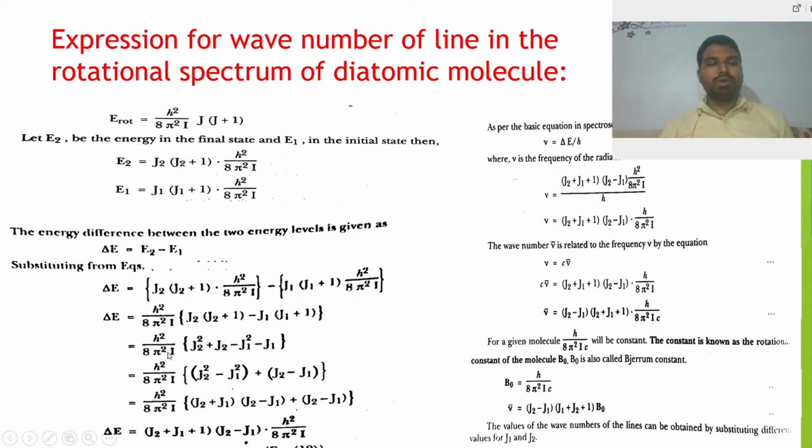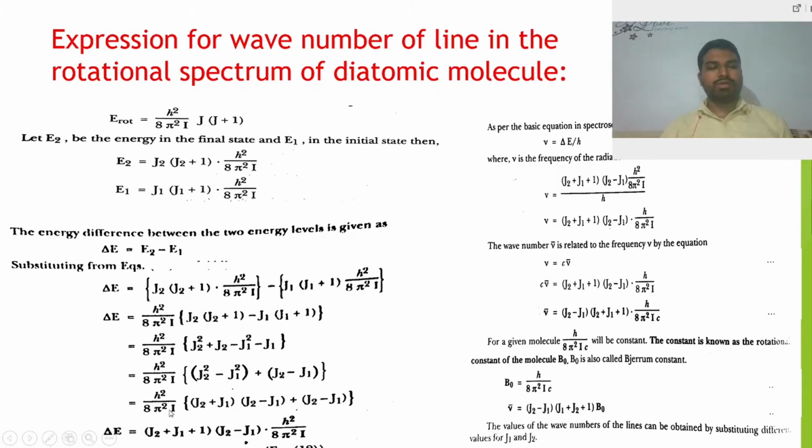Now h square upon 8 pi square will remain as it is, and we will multiply the terms. Over here will be j2 square plus j2, meaning j2 multiplied by j2 square, and j2 multiplied by 1 will be j2. And here will be j1 square minus j1. Why minus? Because over here it is a minus term, so the term will be minus. h square upon 8 pi square I will give j2 square minus j1 square. What we have done, we have taken out the common terms, that is square terms we have taken on one side, and on the other side we have taken j2 minus j1.